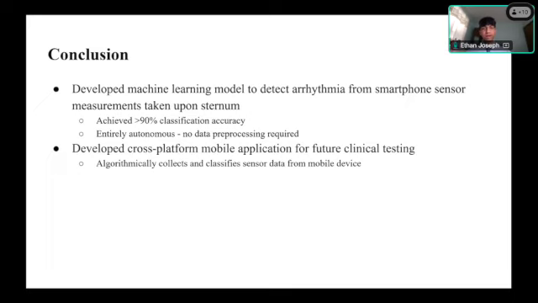And finally, I would like to proceed with clinical testing of this application to test the viability of not only the algorithmic retrieval of sensor data, but also the final convolutional neural network processing. So with that, that concludes my presentation, and I'll now be opening the floor to questions.